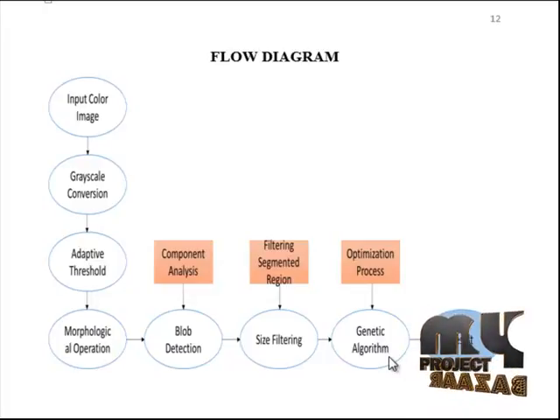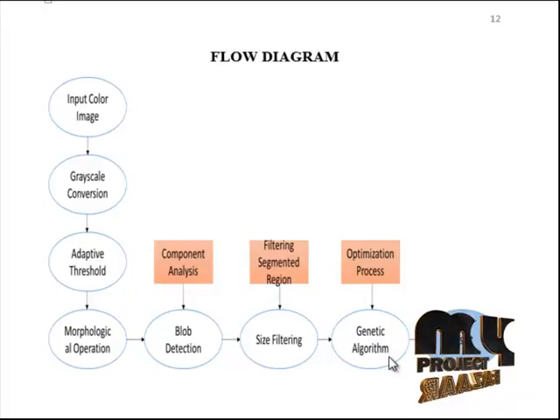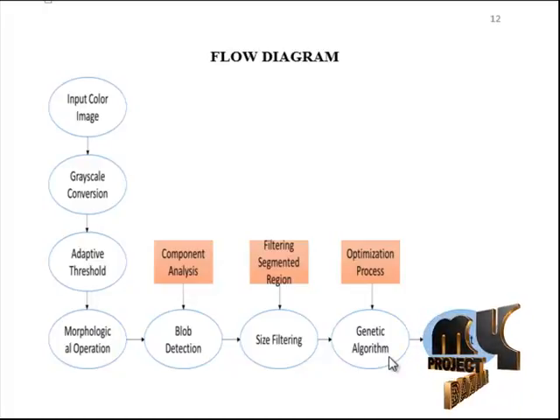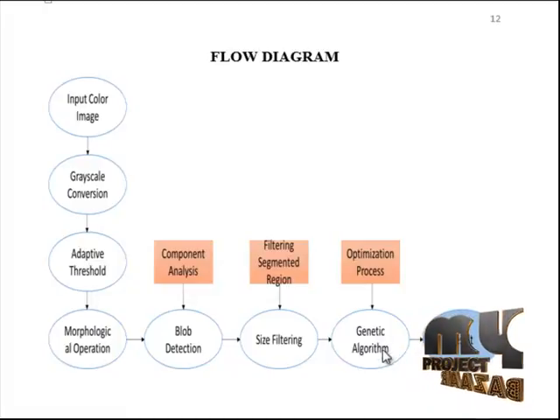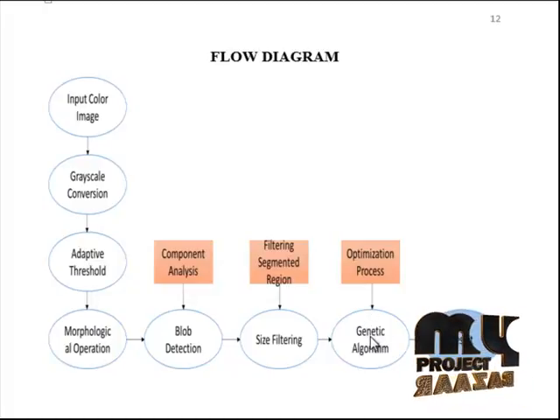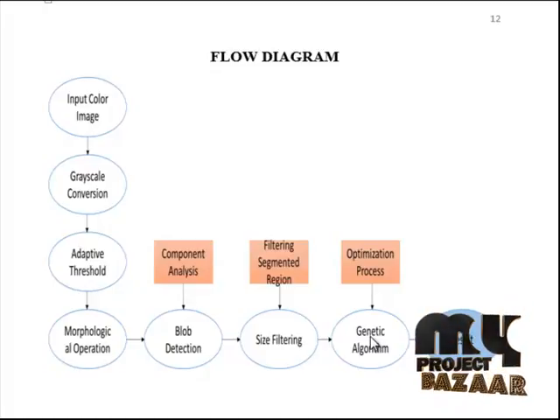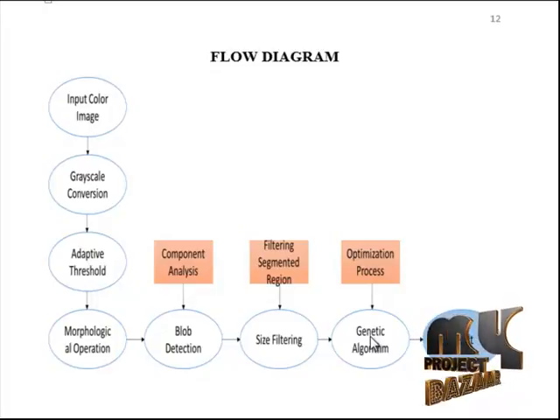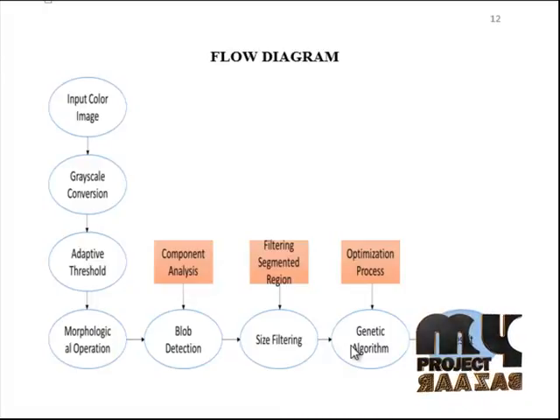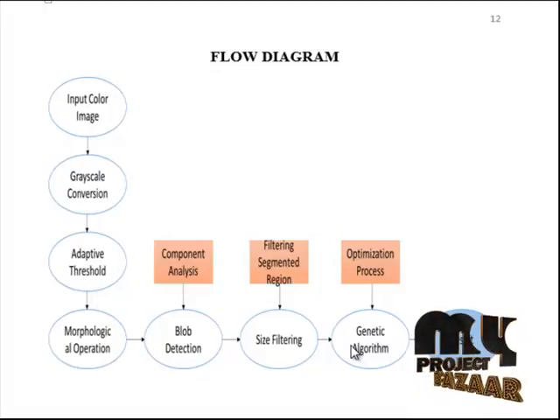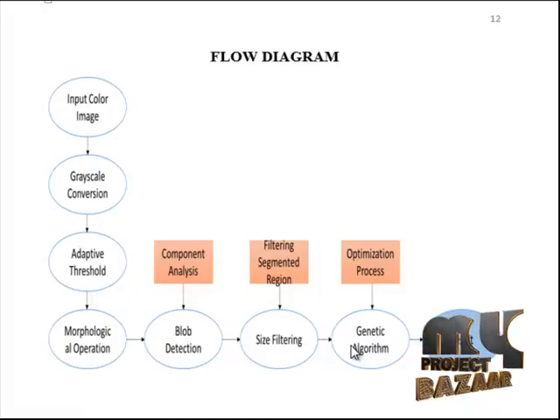Outline of the basic genetic algorithm: generate a random population of n chromosomes, that is, suitable solutions for the problem. Fitness: evaluate the fitness function f(x) of each chromosome x in the population. Next, create the new population by repeating the following steps until the new population is complete. Select two parent chromosomes from the population according to their fitness, that is, the better the fitness, the bigger the chance to be selected. Next, with a crossover probability, crossover the parents to form a new offspring, that is children.